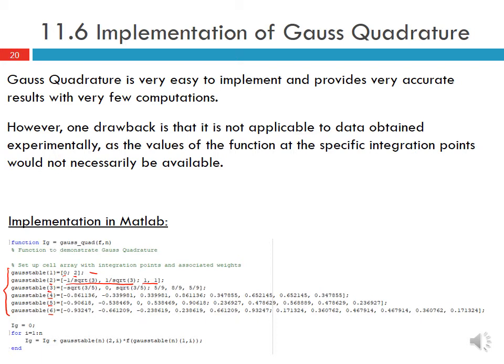So then this function would accept the function as well as the number of integration points that you want, and then just calculates the estimate of the integral as this weighted sum of function evaluations at the specific integration points.